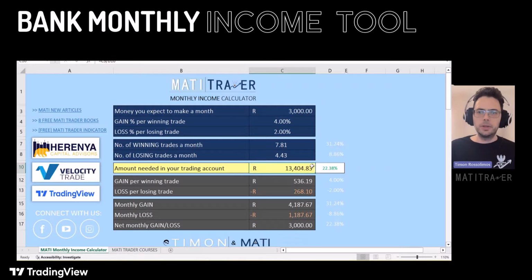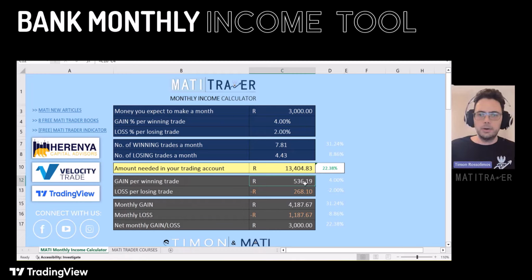Let's carry on with the calculation. So the amount needed in your trading account is 13,404 Rand and 83 cents. So let's carry on with the gain per winning trade. Whenever we're looking at the gain per winning trade or the loss per losing trade, we are using the percentage that we're willing to make and the percentage that we're willing to lose in comparison to the portfolio amount that's needed.